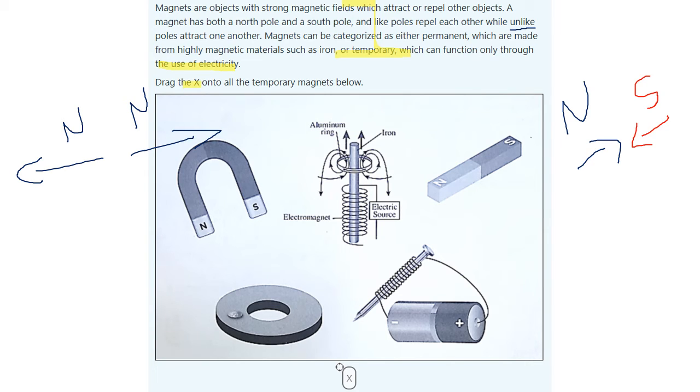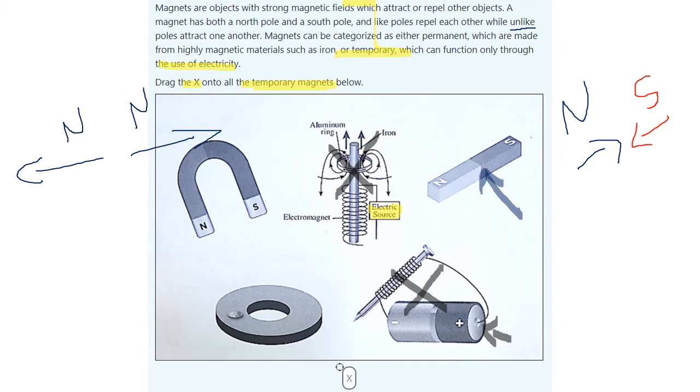Put the X onto all of the temporary magnets. Well, we should have an X here. The battery gives electricity, so we should have an X here. It says in the diagram that there's an electric source.